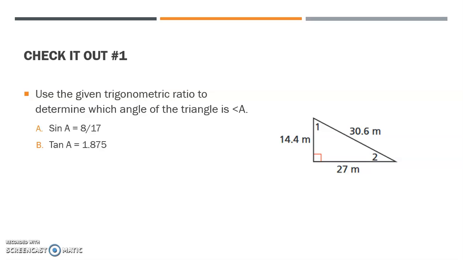Check it out number 1 asks you to use the given trigonometric ratio to determine which angle of the triangle is angle A. And they've given you two parts to this. Here they said that sine of angle A is 8 over 17. Now notice over here they don't have an 8 or a 17, so you're going to have to get a decimal number for this and divide over here to get decimal numbers and see which one's actually equal to this fraction. Now for part B, they said tangent of A is 1.87. So again, you're going to have to divide to see which one divides to 1.87. So go ahead and do that on a paper that you're going to turn in later.